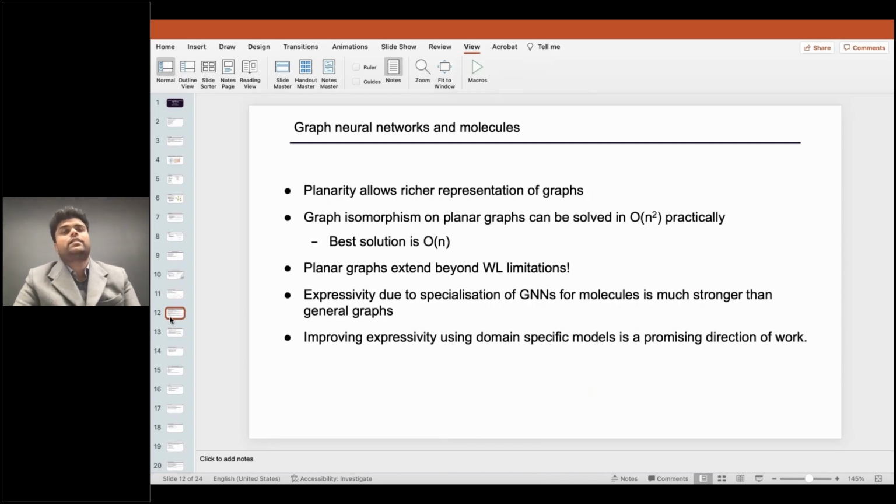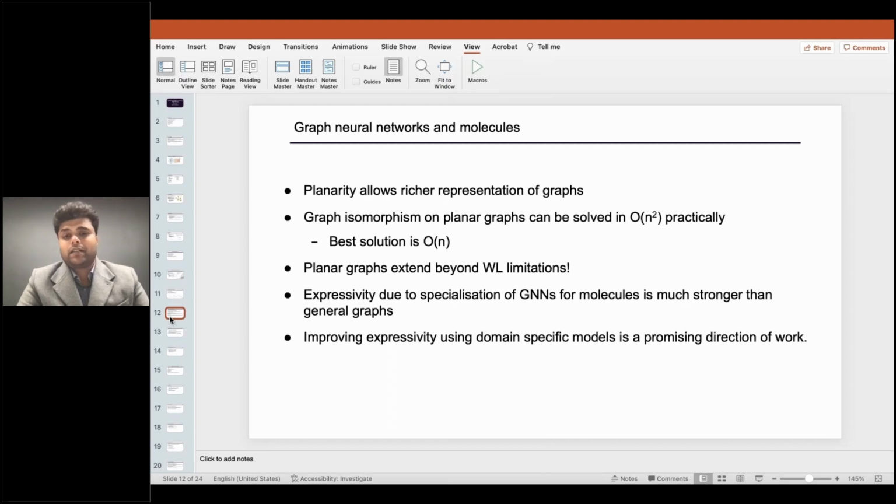So planarity is a very important concept because one of the things you would constantly find in graph neural networks is the WL limitations. Most graph neural networks can be equated to a form of the Weisfeiler-Lehman test, some order of it. So there's a bound on how expressive a neural network can be. WL is basically a graph isomorphism test.